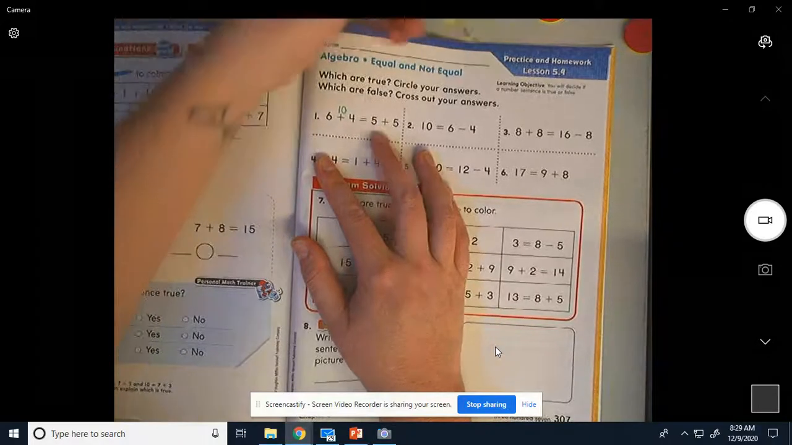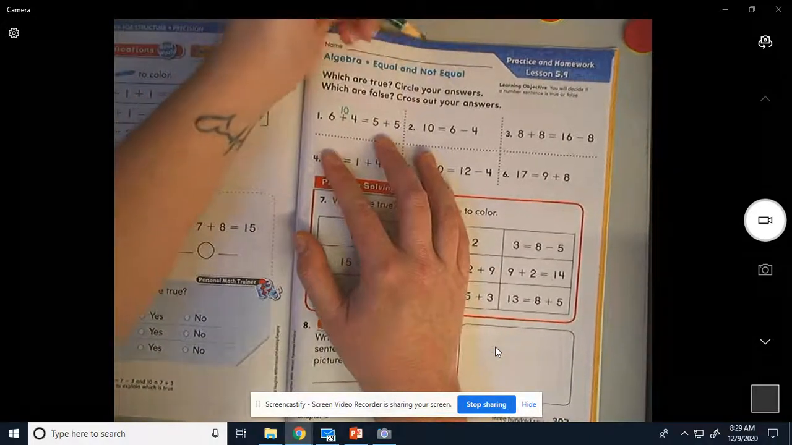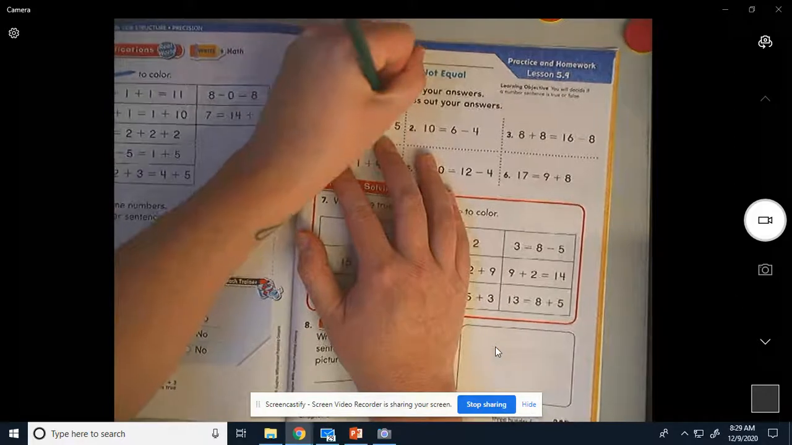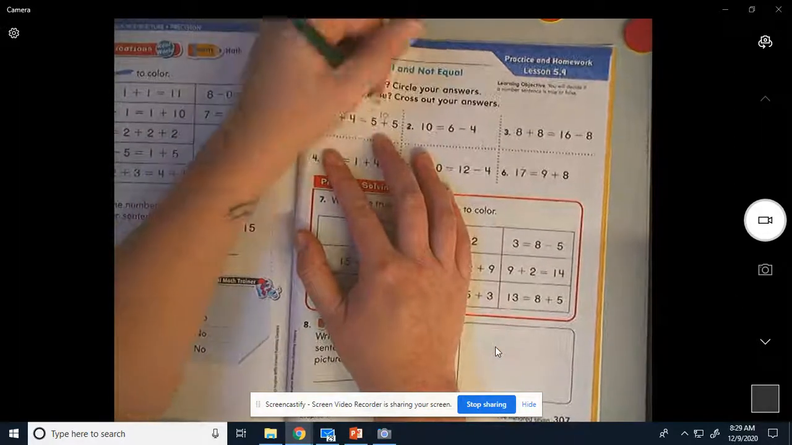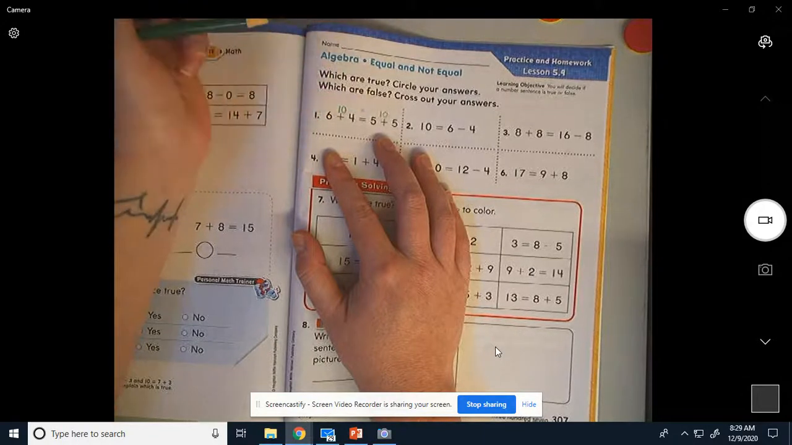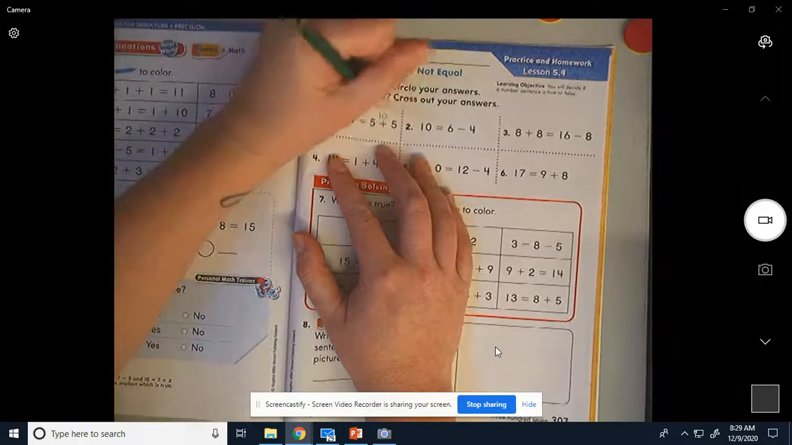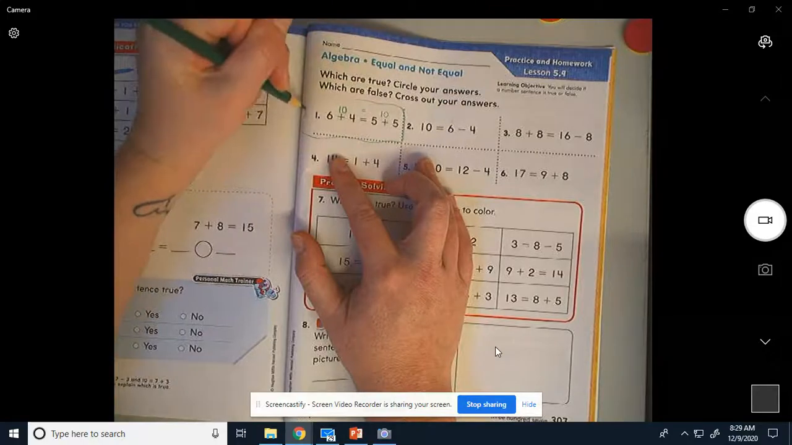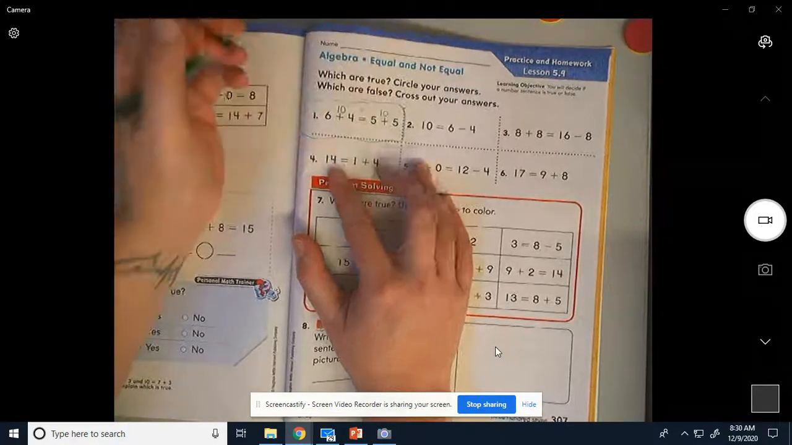Okay? Now, 5 plus 5. We know it's a double stacked. 5 plus 5 is 10. So these two are equal. 10 is the same as 10. Right? Yes, so we're going to circle this one. Or kind of put a box around it. That probably makes more sense.